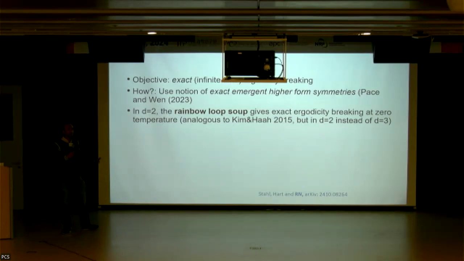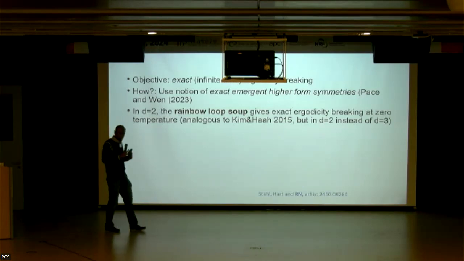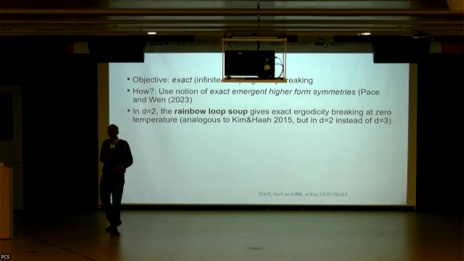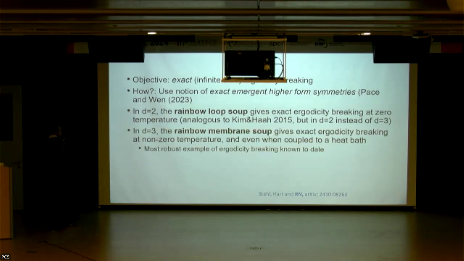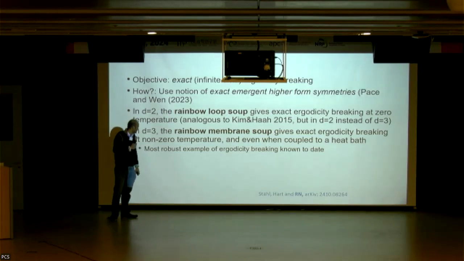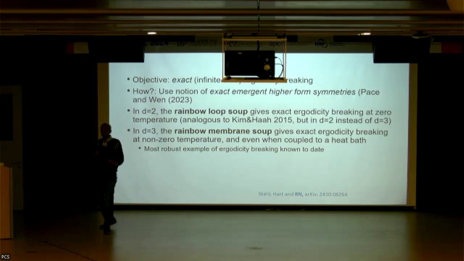Yeah. So exact ergodicity breaking at 0 temperature is not so remarkable. Kim and Ha showed how to get this in Fracton models 10 years ago, except Kim and Ha were working in 3 dimensions. Now we think we can get the same thing in 2 dimensions. So it's a small win, right? We've gone from 3D to 2D. But then I'll show you a model which we call the rainbow membrane soup, which is much more dramatic. And this, we believe, gives exact ergodicity breaking even when coupled to a non-zero temperature heat bath, which is not something you can get in MBL or actually any other model that I know of.